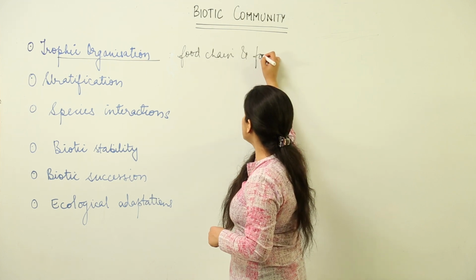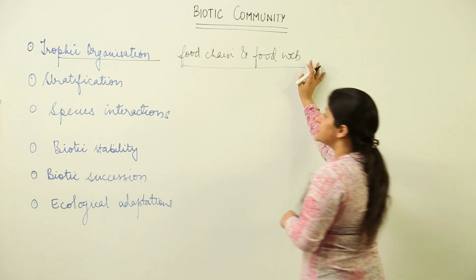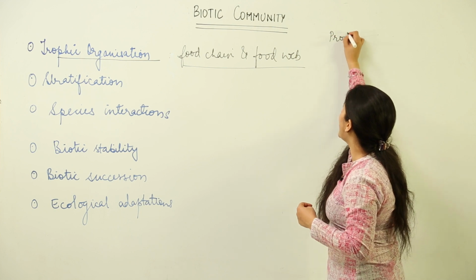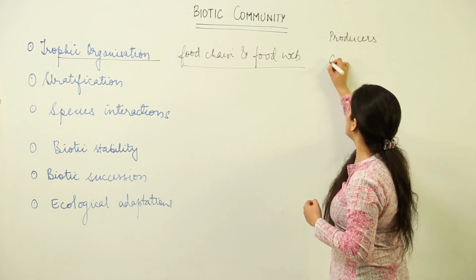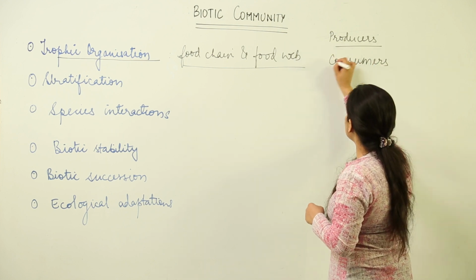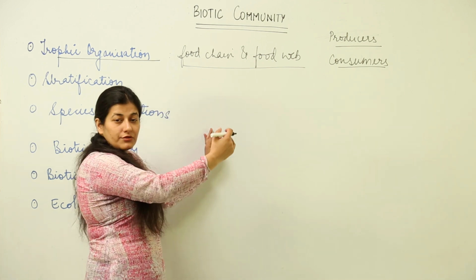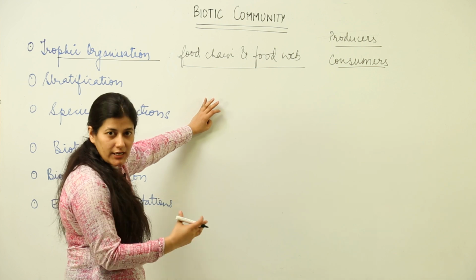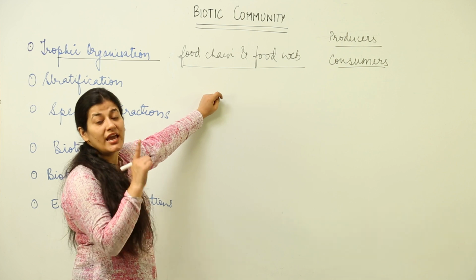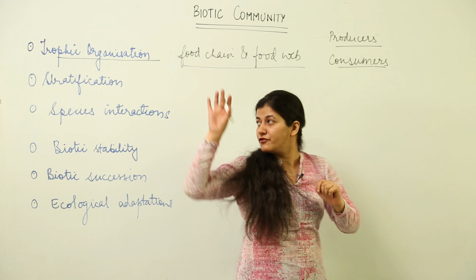Now, in terms of food interactions, we have our organisms classified into certain categories of producers and consumers: those which make their own food and those which consume what producers have made. So, this is the categorization and the organization at trophic levels. Now, these trophic levels are made within an ecosystem considering how species interact with other species in terms of food procurement. So that is what we have to study in trophic organization.